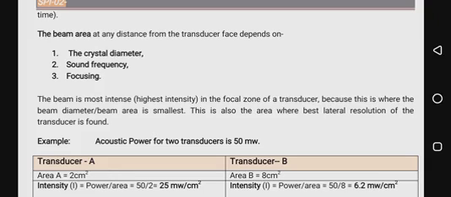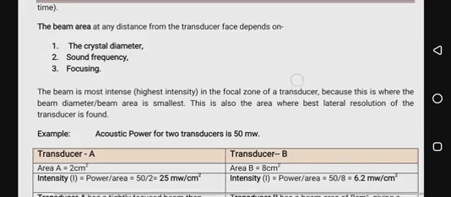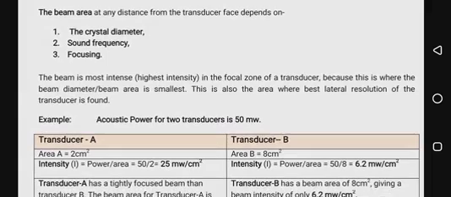This is also the area where the best lateral resolution of the transducer is found. That is where you have the best resolution. The image is clearer at the focal point. So where the beam is converging, that's where the intensity will be greatest.